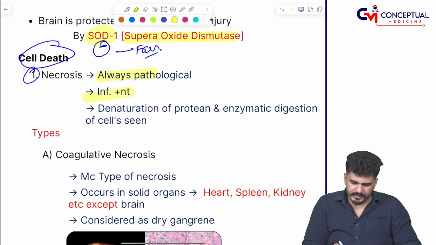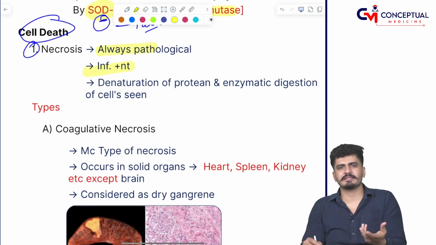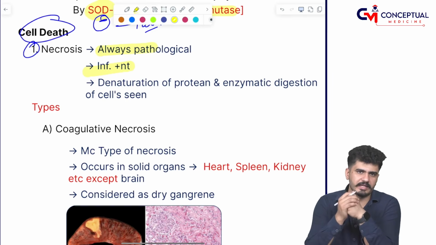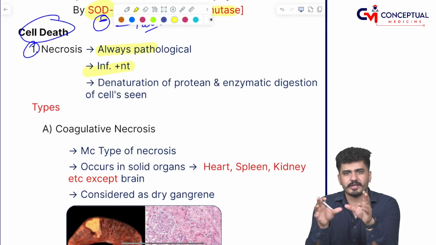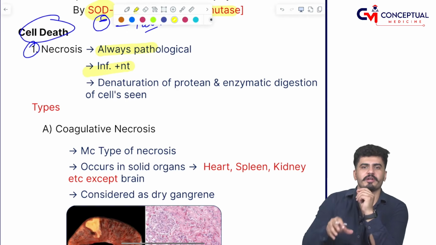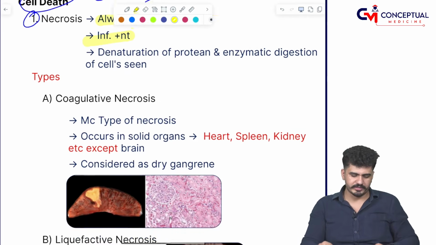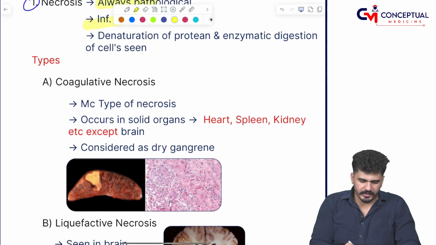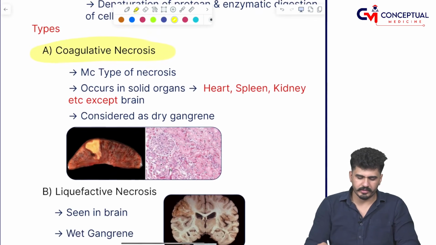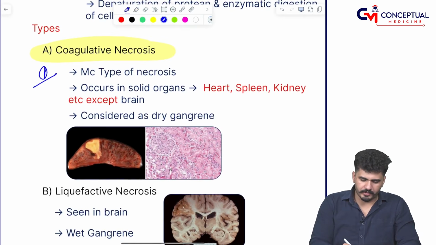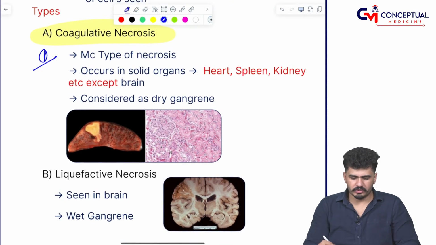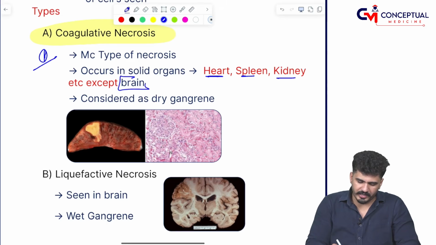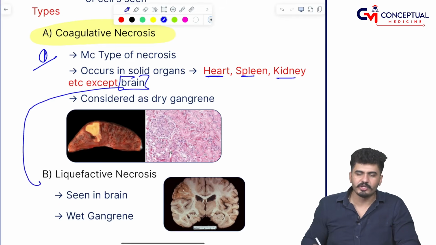Denaturation of protein and enzymatic digestion is seen in the cell. Now what are the different types of necrosis? This is something which is very important for your exam. This is what we are going to discuss right here. So number 1 type of necrosis is coagulative necrosis, the most common type of necrosis. Solid organs like heart, spleen, kidney are included, but not the brain, because in the brain you will see liquefactive necrosis, my dear friends.